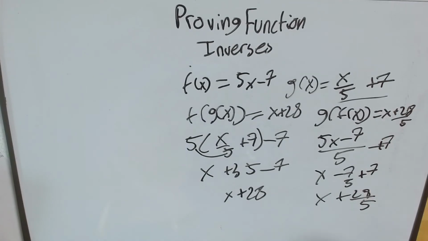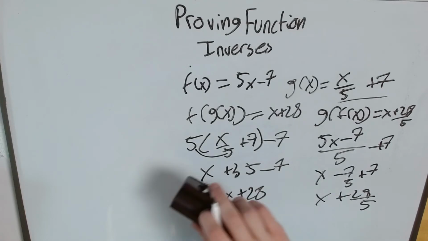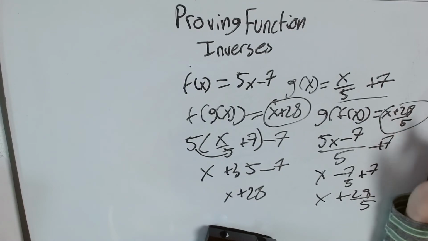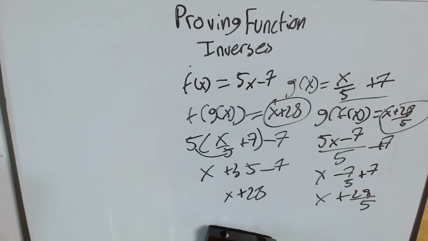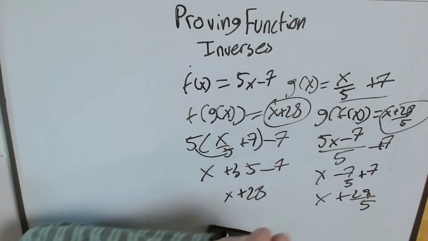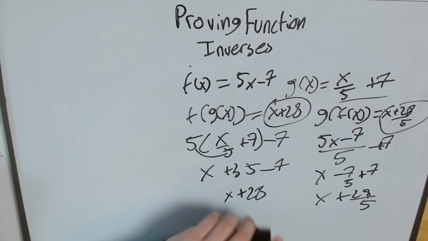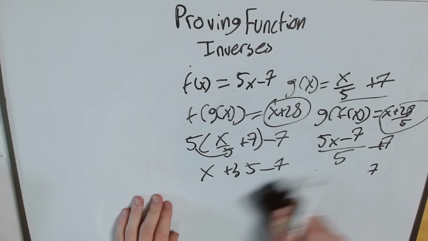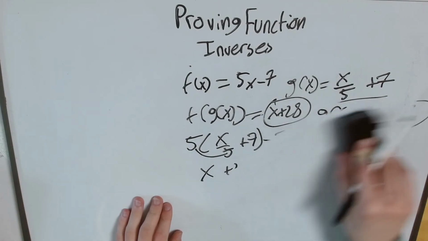And now we see we definitely don't have inverse functions, because when we used our identities, we got two different values. X plus 28 is not the same as x plus 28/5. And just by doing that, we know these functions are not inverses. If this was x and this was x, they'd be inverses, but they're not. They're x plus 28 and x plus 28/5.